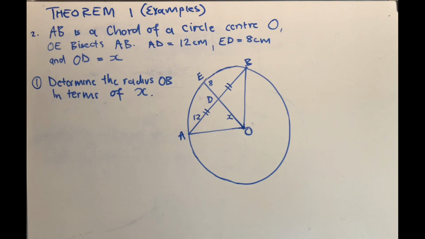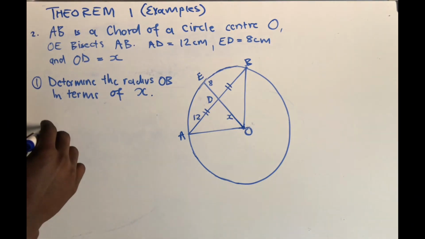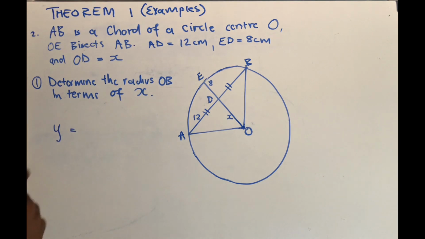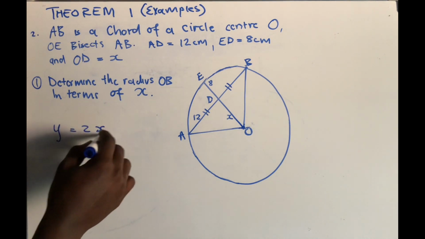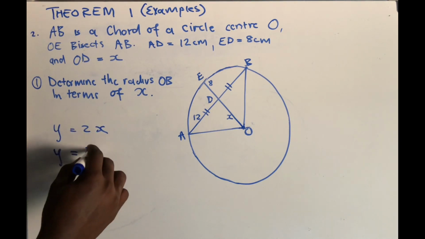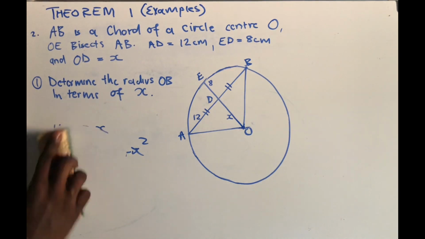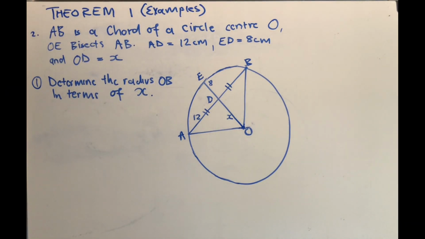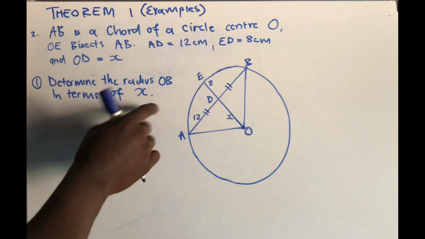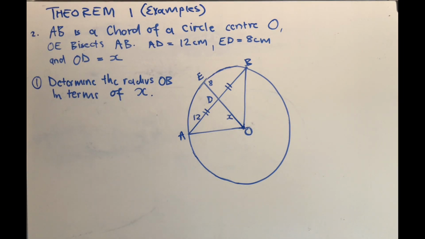If you are determining something in terms of another thing, in this case, let's say determine Y in terms of X. They mean that you should have Y as the subject of the formula, equals 2X, or Y equals 3X plus 4X. It can be 4X squared. It can be whatever, as long as it is in terms of X.